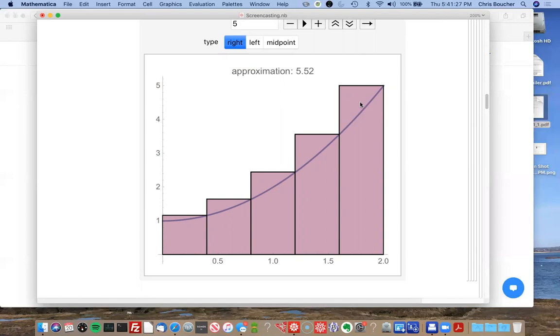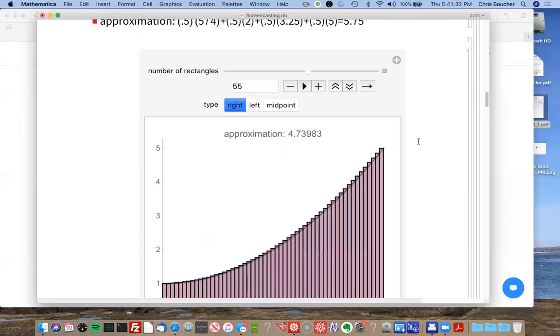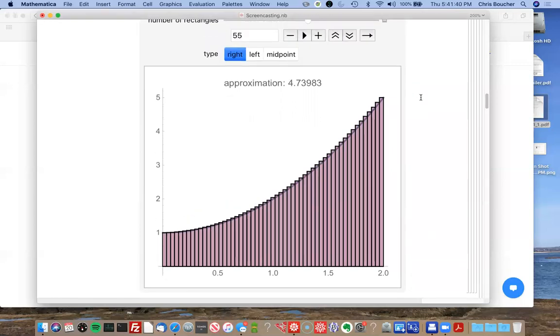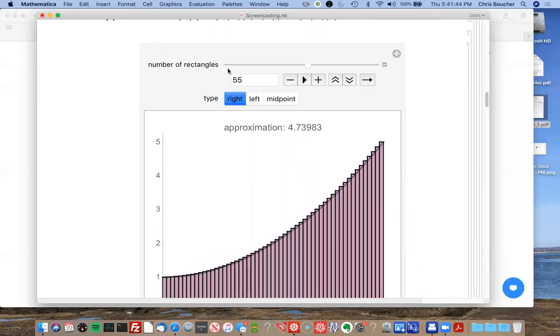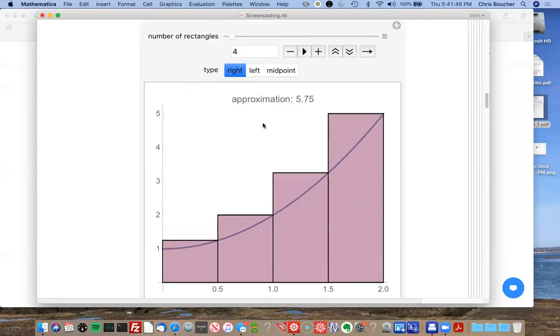I can see where the rectangles kind of stick out and are too big. But if I use a large number of rectangles, they still stick out, but only a tiny, tiny bit. Again, this is promising because we have an approximation scheme, and it looks like we know how to make the approximation scheme better.